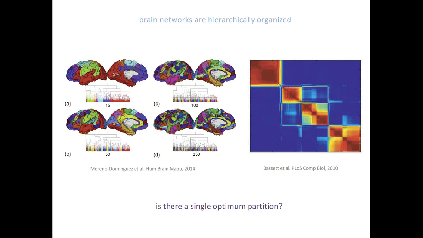For example, this is an analysis trying to partition structural connectivity of the human brain and cluster areas with similar connectivity profiles at different levels. You've got a dendrogram, and if you cut that dendrogram at different levels, here we find 15 clusters, that's what they look like. We go to 100 clusters, that's what they look like, 50, 250, and so on. So you can cut the dendrogram at different levels and pick out a particular level of organization. And you can also see that if we look at the adjacency matrix of a human brain network. This is a structural connectivity network.